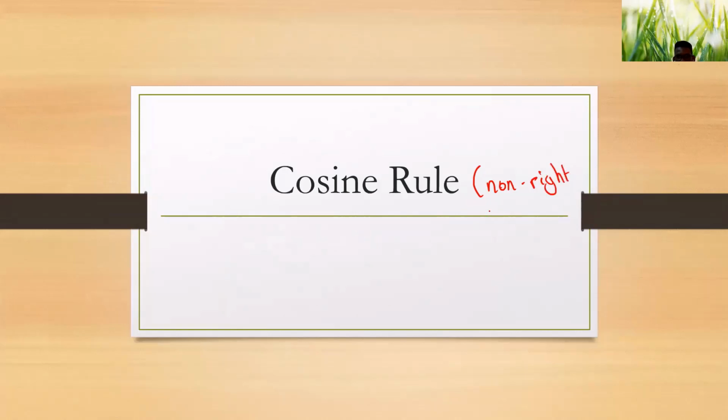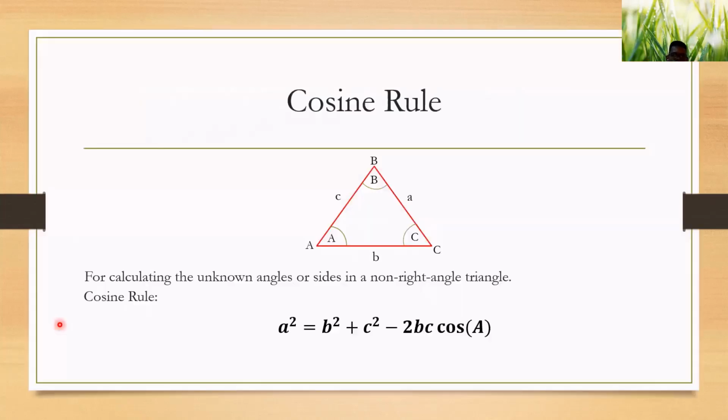Non-right angle triangles, right? The same rules apply to these non-right angle triangles. But there is one criteria and one criteria only that you need for your cosine rule, right? To use your cosine rule, you need actually two criteria you need to solve for the cosine rule.